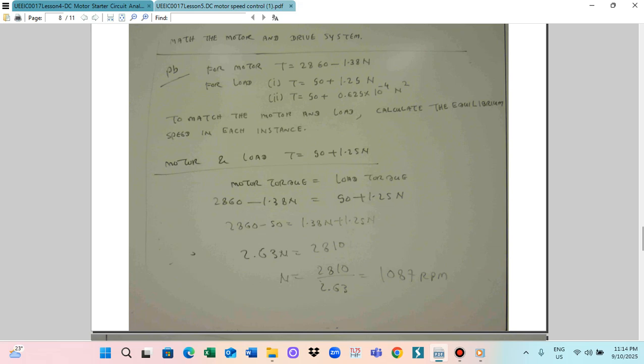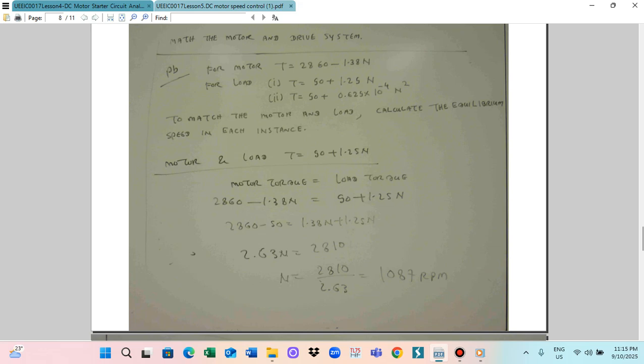In this case, you have to solve these two equations. Firstly, we take the motor and load 1: T = 50 + (1/2π)n. To make the equilibrium, the motor torque must be equal to the load torque. This is the equilibrium condition. Equilibrium condition means not too fast and not too slow. So in this case, motor torque must be equal to load torque.